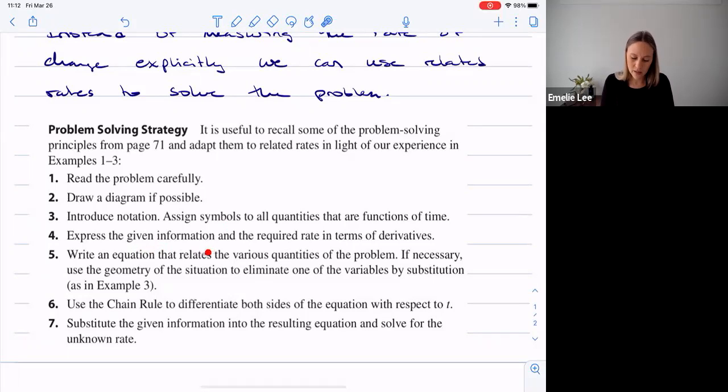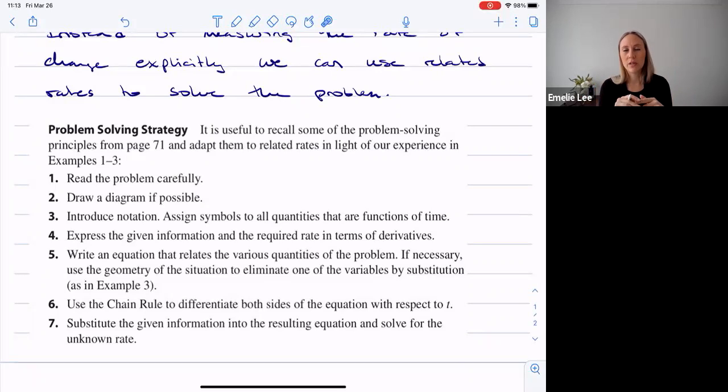So then we'll be given a rate, and you'll want to express that as a derivative. Then we want to take a step back and say, okay, I have this derivative that I want to relate to another derivative that I eventually want to solve for. So we need to set up an equation or a function that relates those two quantities. In terms of the balloon example that we're going to do, we can relate the volume to the radius by some formula.